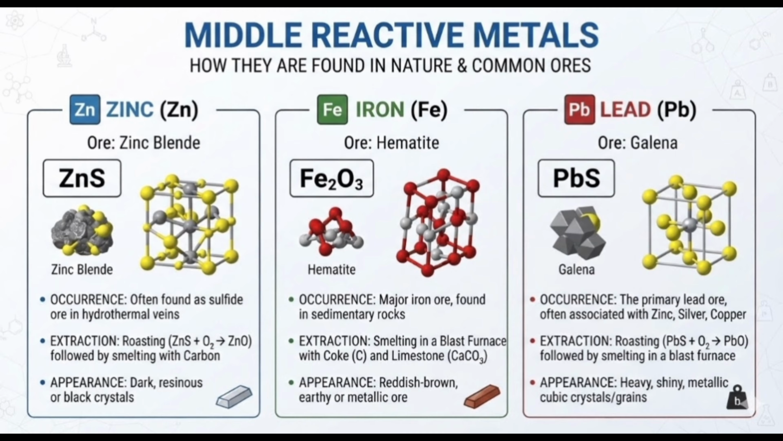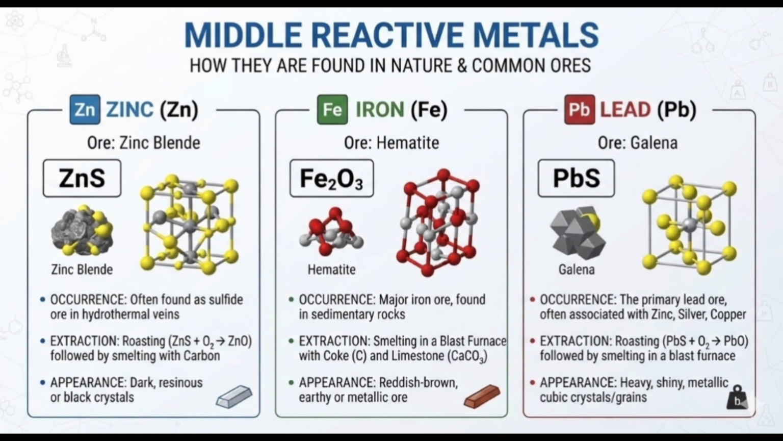On the other hand, if we talk about lead, it is primarily an ore often associated with zinc, silver, and copper, and extraction is by roasting followed by smelting in the blast furnace, with heavy, shining, metallic cubic crystal structures and grains. So basically these are the middle reactive elements that form bonds with sulfides and oxides. First of all, we have seen the least reactive are found either in the free state or in compound ore form. And on the other hand, the middle reactive ones, as they are middle reactive, react with sulfur and oxygen, forming oxides or sulfates.